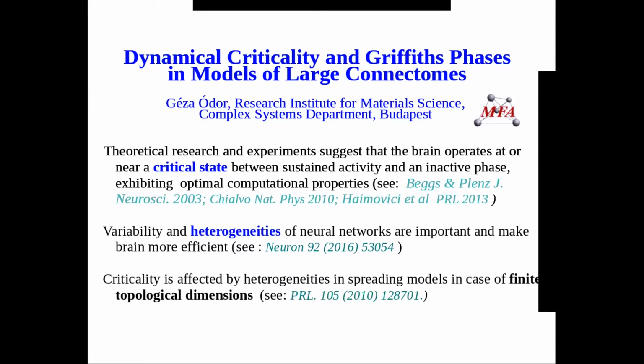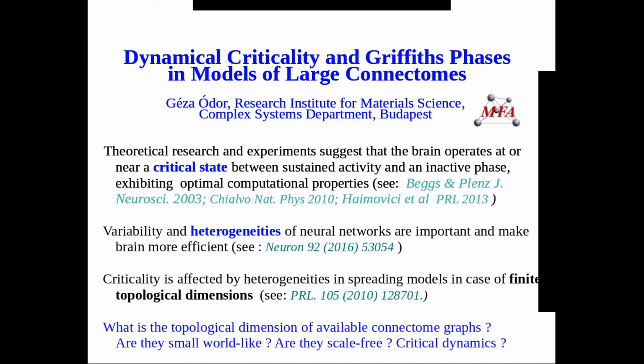And the third important introductory sentence is that criticality is affected by these heterogeneities in spreading models in case of finite topological dimensions. And this was our result published in PRL more than 10,000 years ago. So questions will be posed. What is the topological dimension of the available connectome graphs? Are they small-world-like? Are they scale-free? And can we find critical dynamics by modeling?